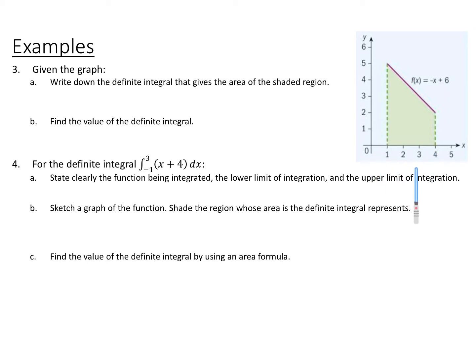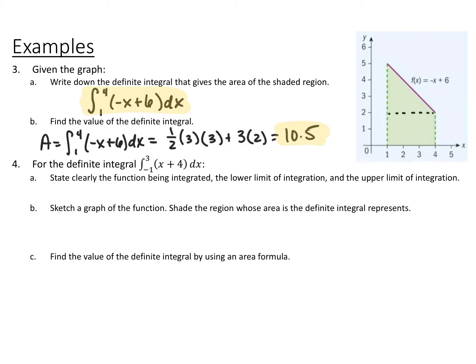It looks like between 1 and 4. So we want to write the definite integral, so that's something that looks like this. We want to write the definite integral that represents the area of the shaded region, and then find the value, which means find the actual area under that curve. So go ahead and pause the video and try number 3.